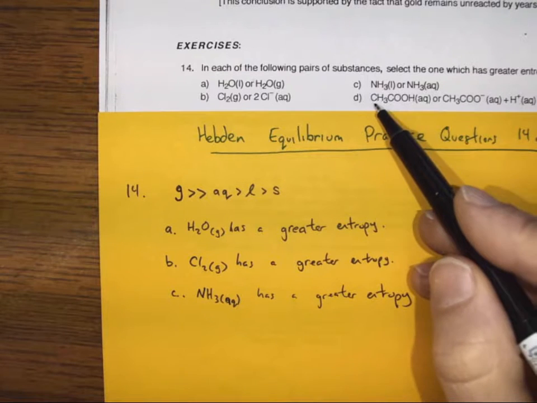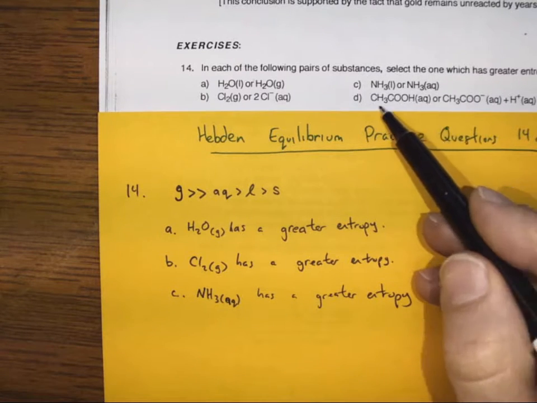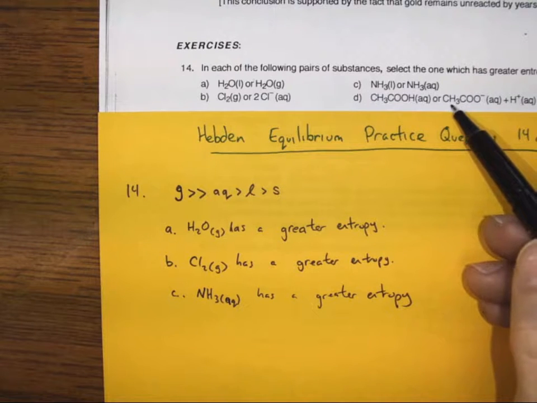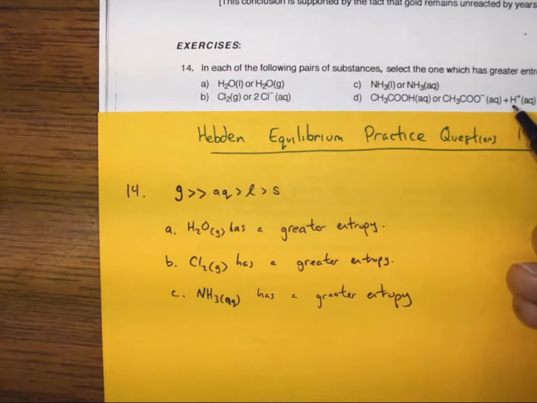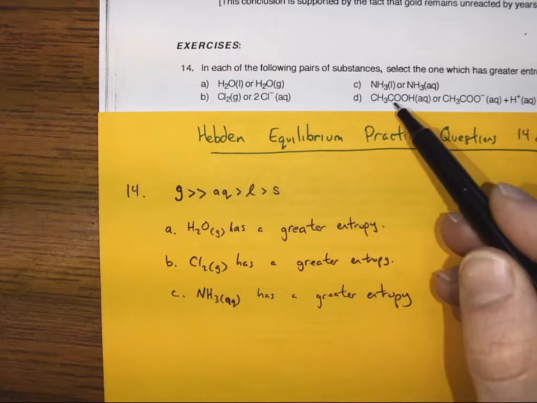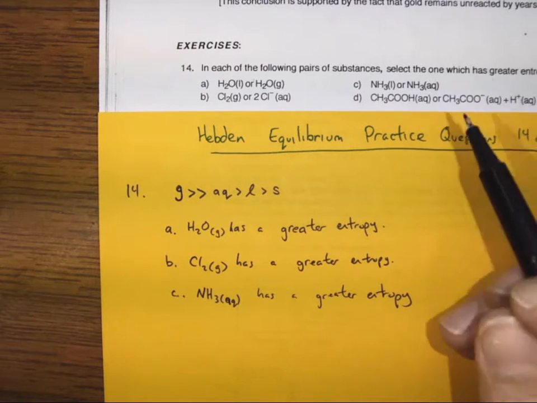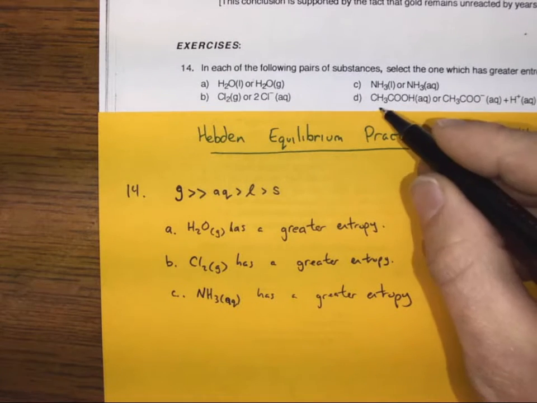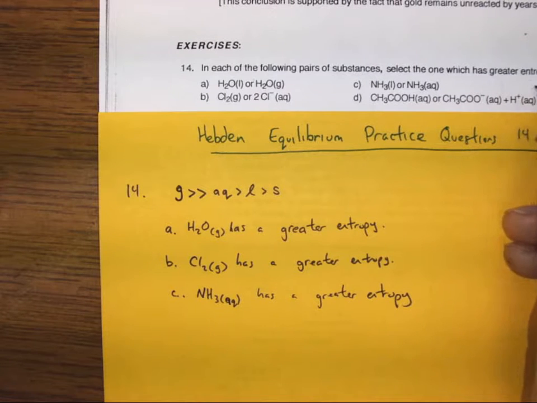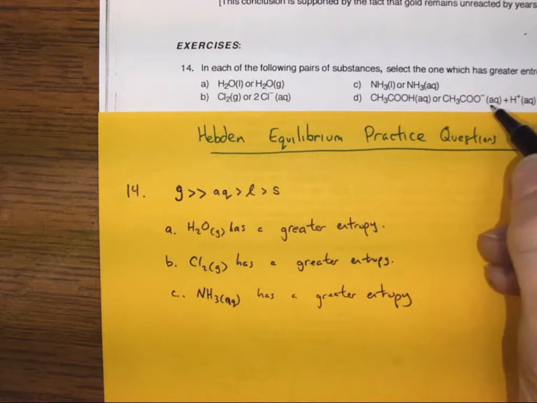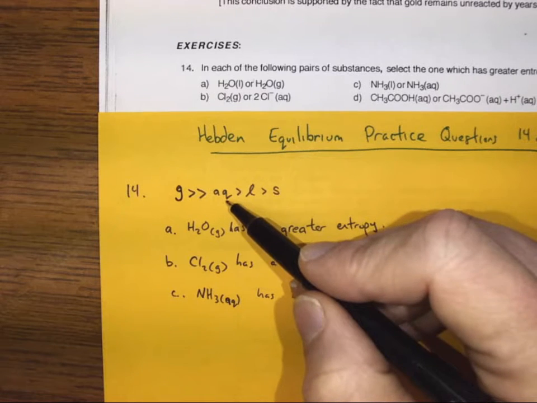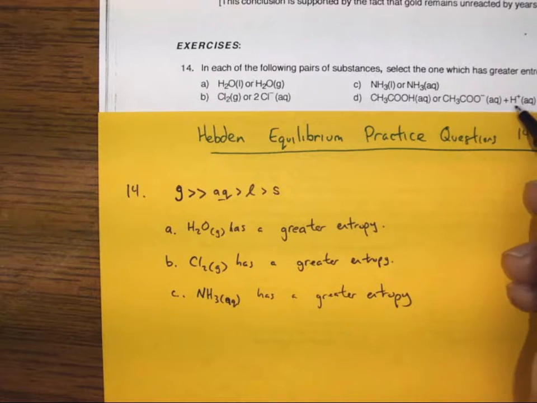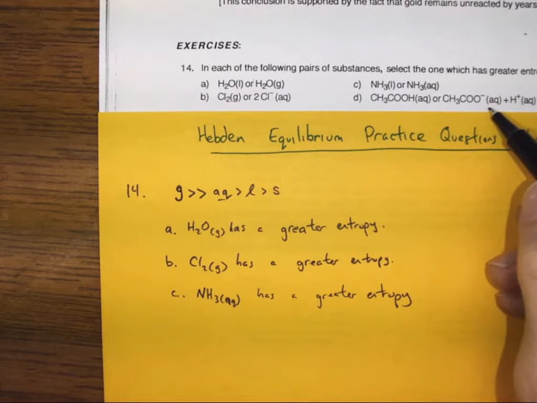And lastly, we have either an aqueous acetic acid or an aqueous acetate and a proton. And we can imagine that this happens in water. We put in some acetic acid, and the nature of an acid is that it produces a proton into a solution. And so the question is, will this one or this one produce a higher entropy? And they're all aqueous in nature, so that's not going to help us. So instead, we have to look at the numbers argument.